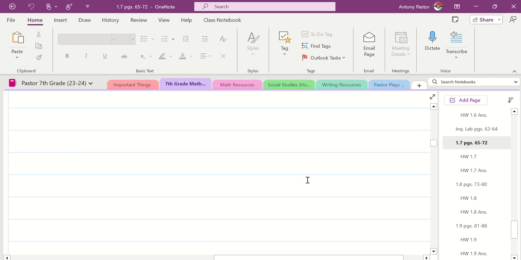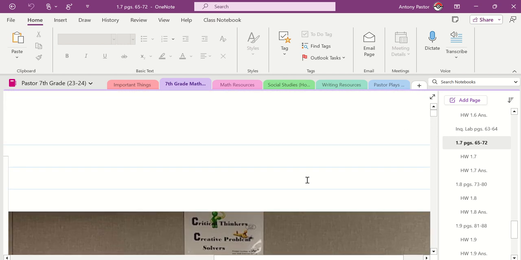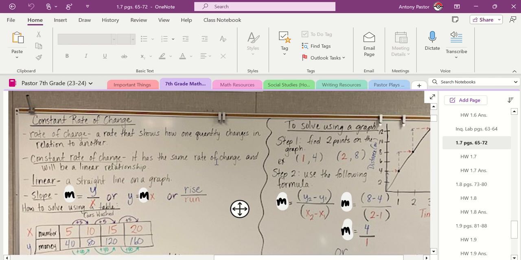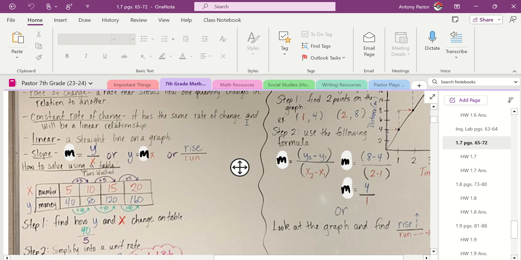All right, and we're going to look at our notes. Again, constant rate of change. Rate of change is a rate that shows how one quantity changes in relation to another. Constant rate of change has the same rate of change and will be a linear relationship. Again, when you graph a constant rate of change, it will be a straight diagonal line. Linear, a straight line on a graph.